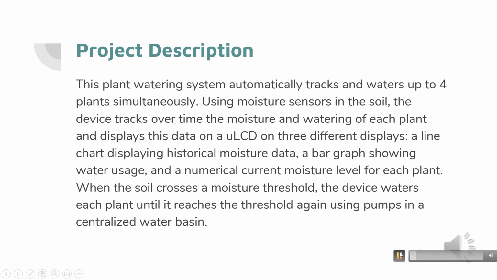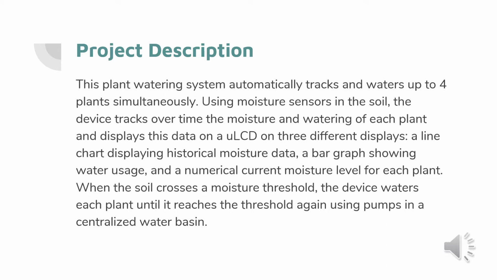So our project description. This plant watering system automatically tracks and waters up to 4 plants simultaneously. Using moisture sensors in the soil, the device tracks the moisture and watering of each plant over time and displays this data on a ULCD display with 3 different charts: a line chart displaying historical moisture data, a bar graph showing water usage, and a numerical current moisture level for each plant.